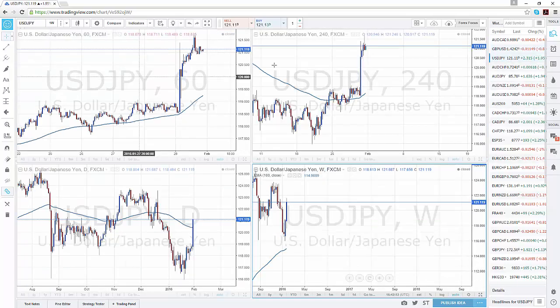Then we have the dollar yen, and this is what I was talking about earlier when I said that fundamentally some things have changed. Obviously, the Bank of Japan came out last week and surprised the market by moving to negative interest rates.